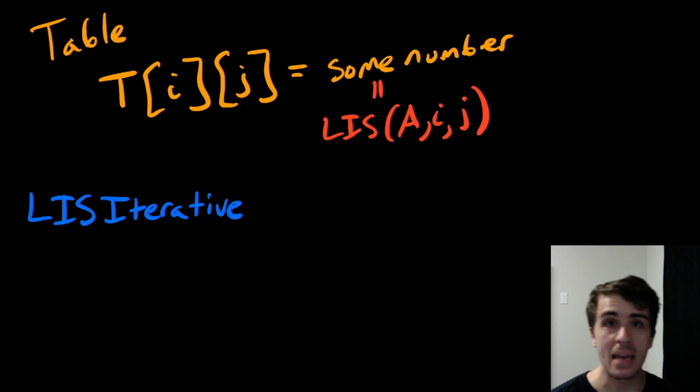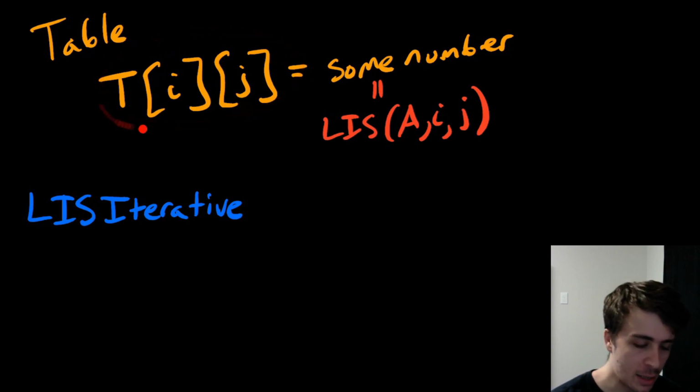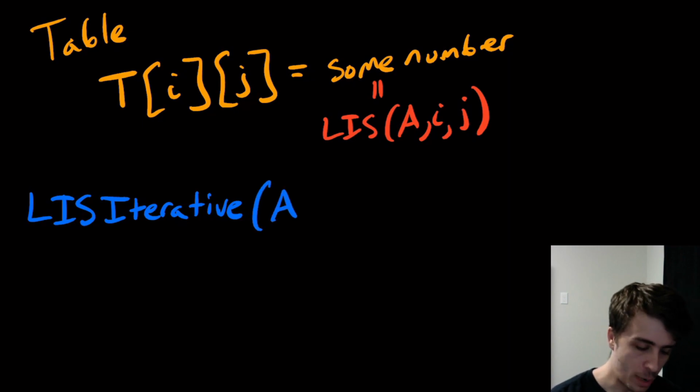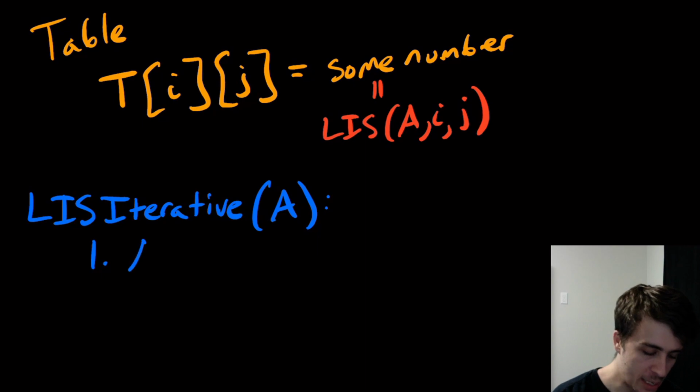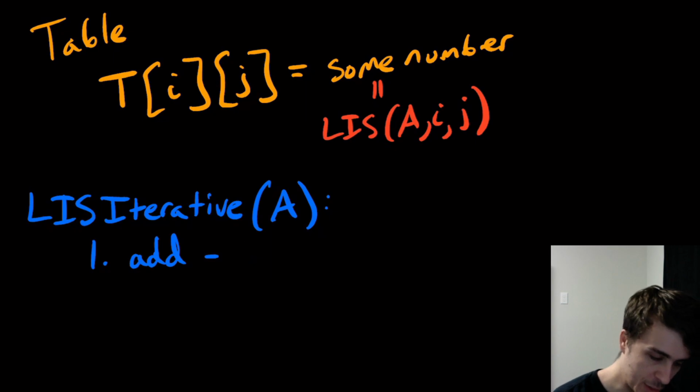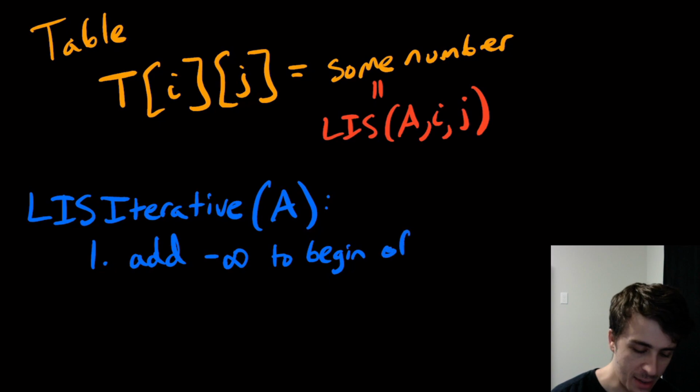So there's not going to be any recursion here, but you could make it recursive, but I'm not going to make it recursive. And what I'm going to do is rely on this table. Okay, so here I'm going to have an array A. Remember, this array A is the same as the one here. And for convenience, I'm going to say it in English: add minus infinity to the beginning of A.